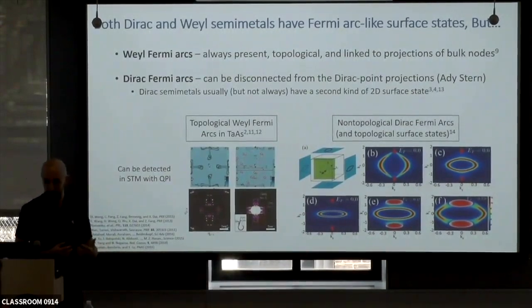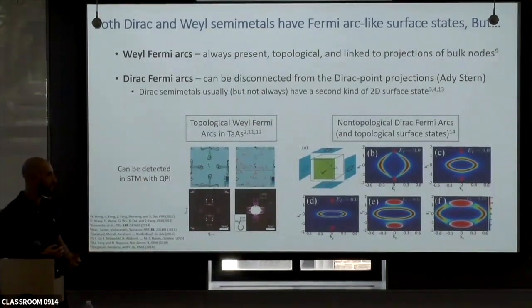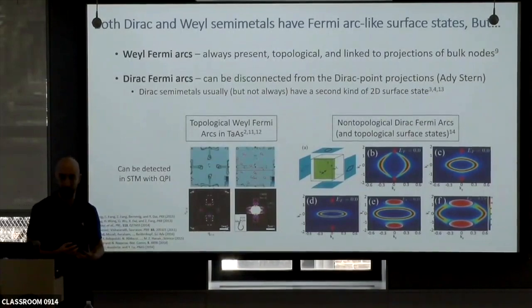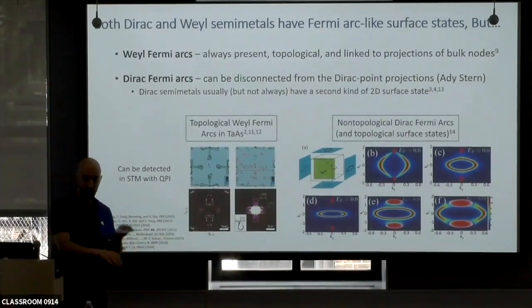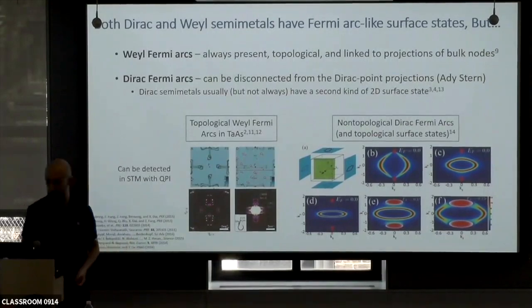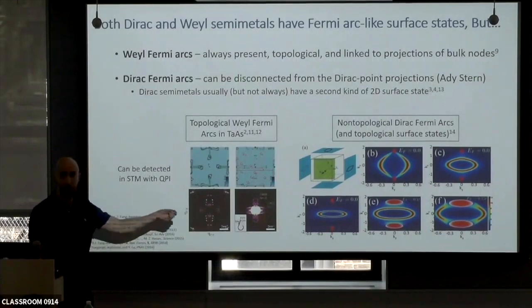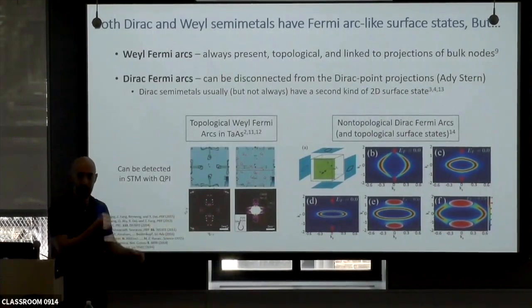So both can be detected with STM and ARPES. But in Weyl semimetals, no matter how I treat the surface, I'm going to see these Fermi arcs. They may have a different connectivity if I add atoms to induce some surface Lifshitz transition or something. But in the Dirac semimetals, while there are sometimes topological surface states, there's also these larger arc-like states that can be removed by adding bulk or surface potentials.